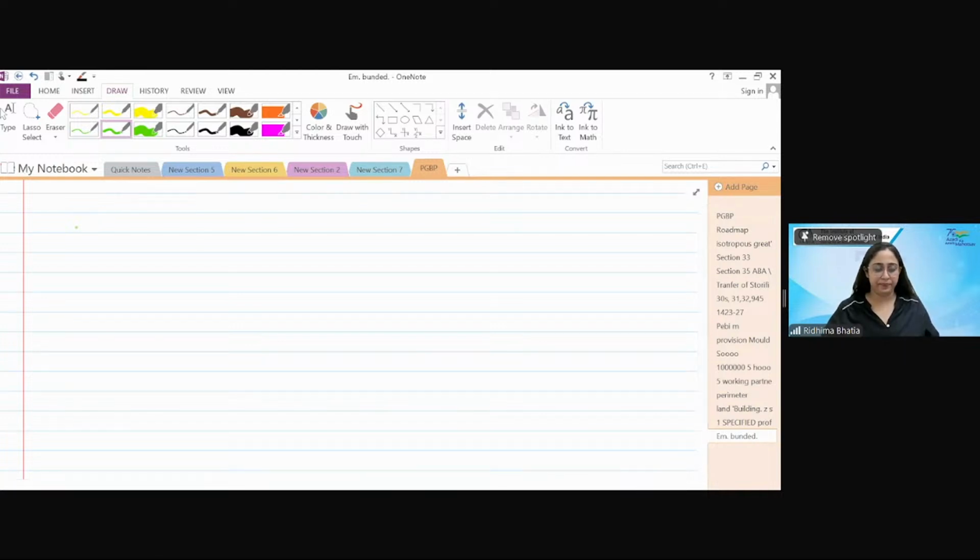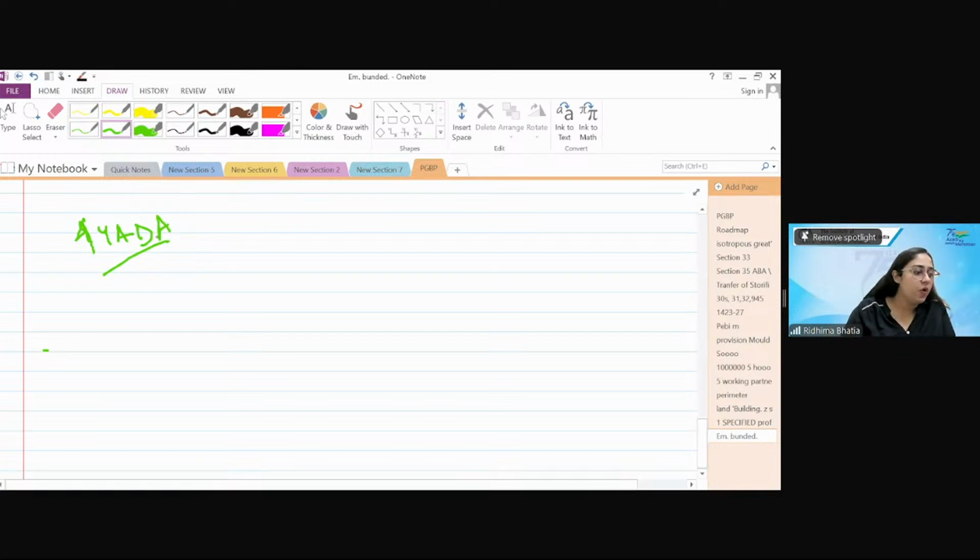Forty-four ADA. Just like AD is for business, ADA is for profession, but again, only specified professions. Specified and notified professions. वही जिनके लिए रूल 6F वाली चीज आती है ना, वो वाला specified professions. So not all professions can claim 44 ADA, only specified professions can claim 44 ADA.